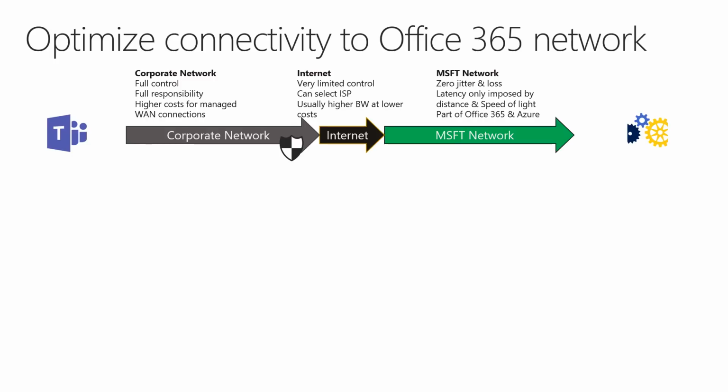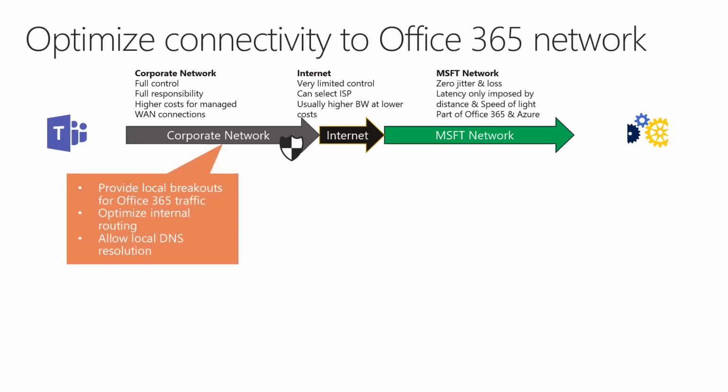So how can you optimize the connectivity to the Office 365 network? We've seen this diagram before. There's the corporate network, the internet, and the Microsoft network. On the corporate network, you can do a number of things. First, you should provide local breakouts for Office 365 traffic, especially the traffic in the optimized category that we mentioned before, should go as directly as possible. So a local breakout can really help the traffic to reduce latency and to be just super quick on the internet to go to the Office 365 network.